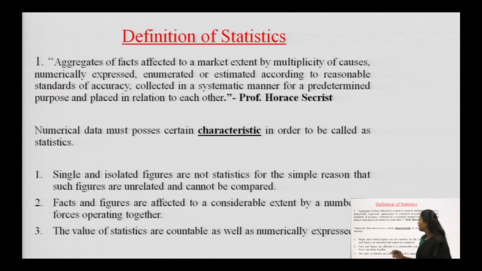First of all, it is aggregate of facts. Aggregate of facts means single and isolated figures are not statistics. If I have one data, then it is not called statistics, but in statistics we talk about aggregate of facts, we talk about masses, because single data or two datas, they are not interrelated, they cannot be compared. So, statistics talks about aggregate of facts.